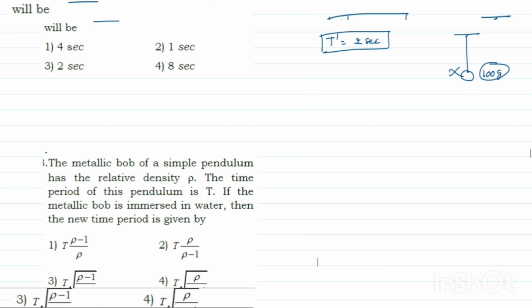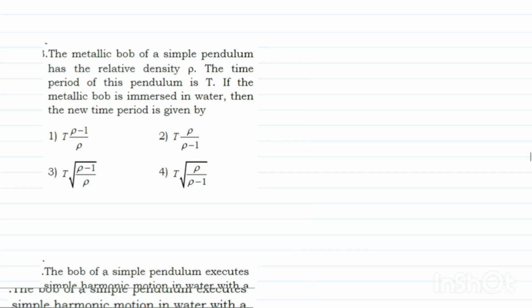Then let us see the next question. The next question says the metallic bob of a simple pendulum has a relative density given as rho, and the time period of the simple pendulum is T. If the metallic bob is now immersed inside the water, then the new time period they are asking.